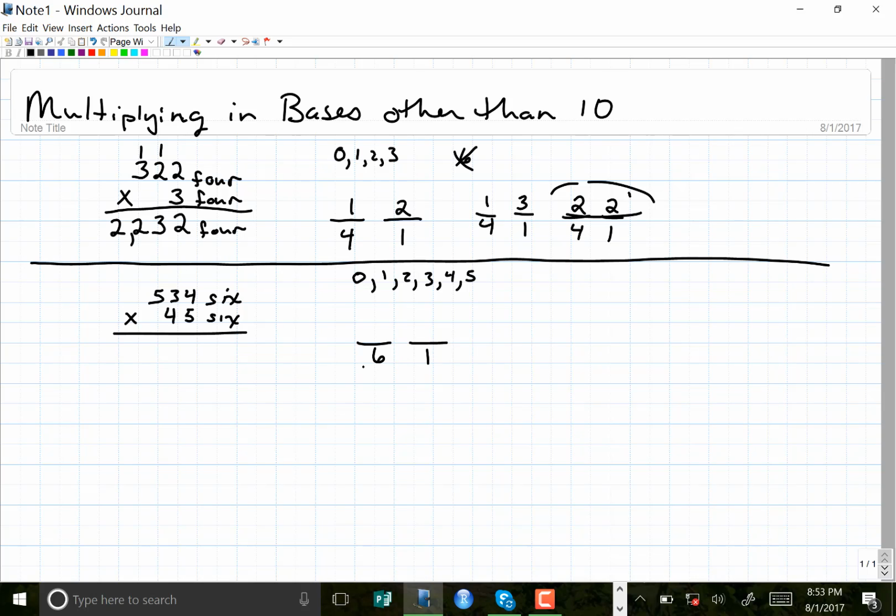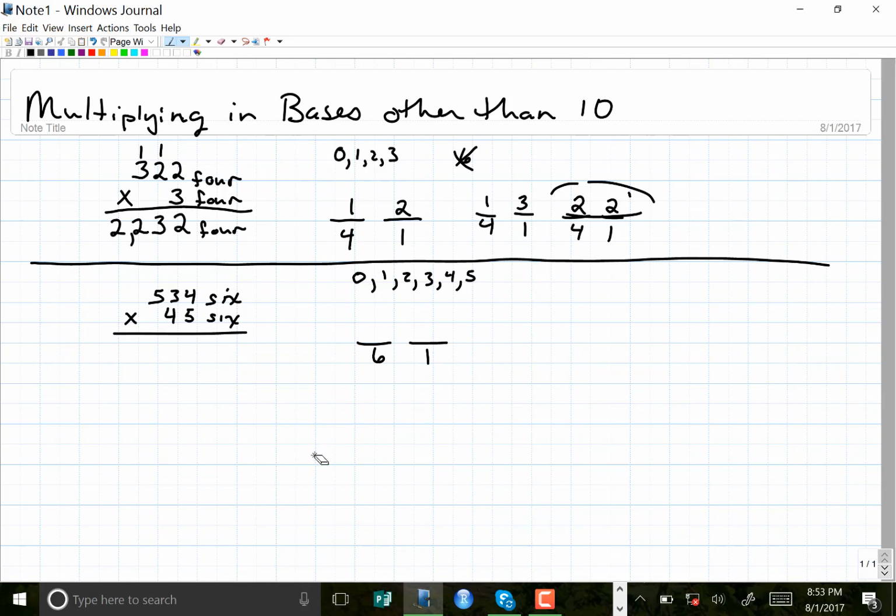Okay? Alright, so what did we do in base 10? Well, in base 10, we multiplied everything by the units digit here and got an answer there. And then we'd multiply everything by this digit here and get an answer. And then we would simply add those two answers. So that's what we're going to do here. We're going to think in base 10 and write in base 6.